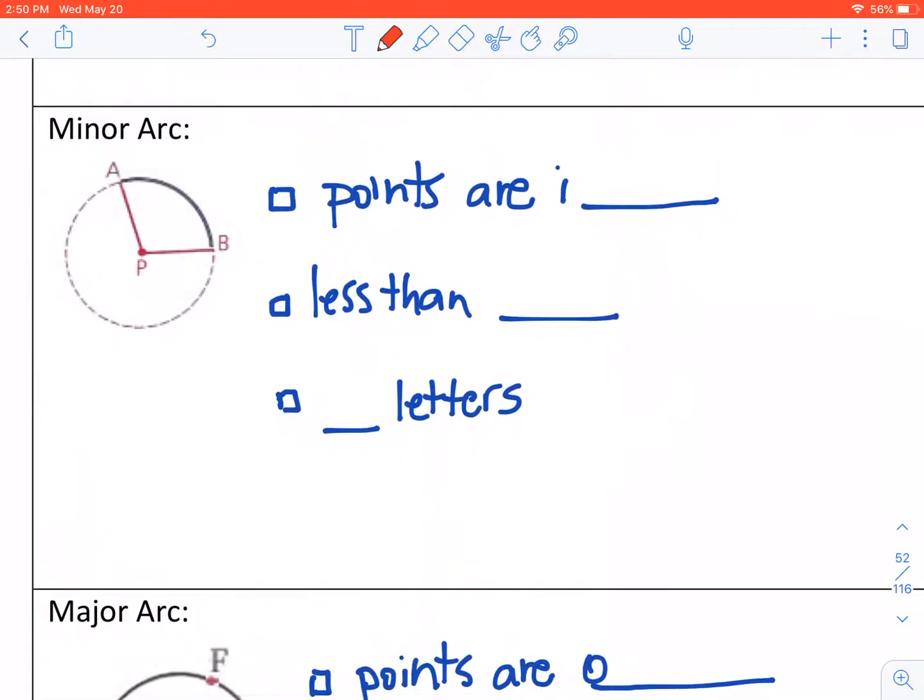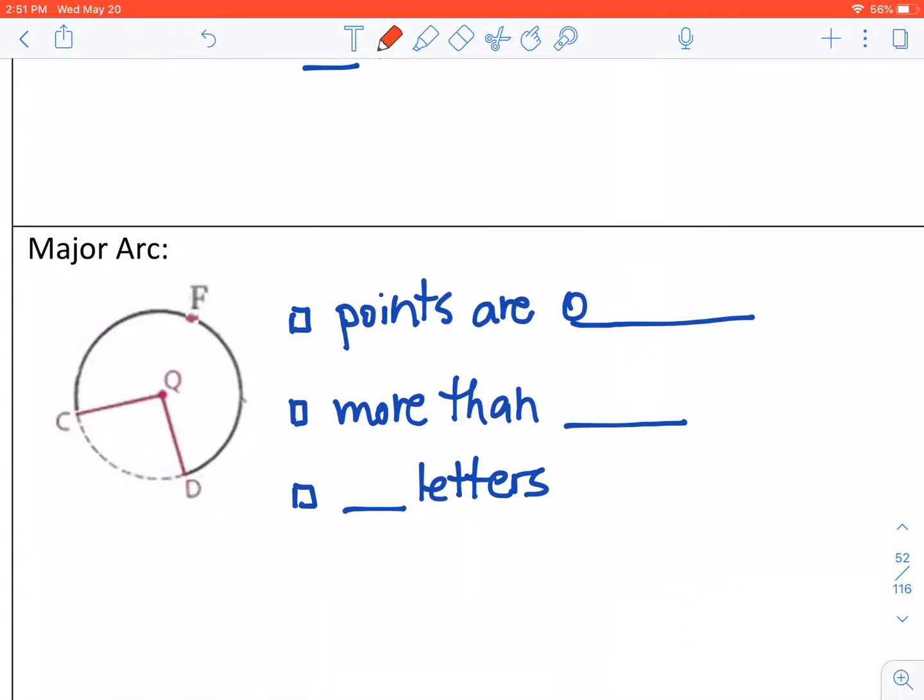Minor arc. The points are inside. Inside what? They are inside the angle, the central angle. Yeah? So notice we could have been talking about the points out here, but those are not inside the central angle. All right. It is, by the way, less than 180 degrees. More on that in a moment. And we always describe it with 2 letters.